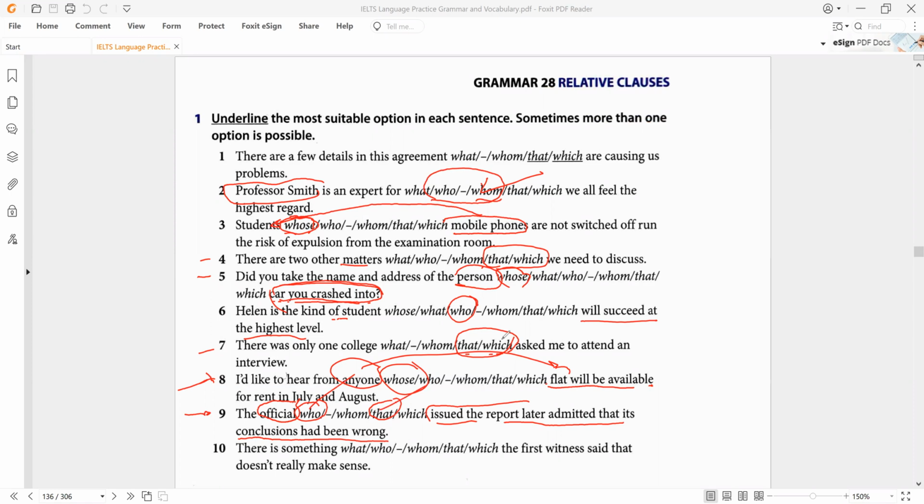Okay, number 10. There is something that the first witness said that doesn't really make sense. Which or that? That is better. Okay, that is better. Which is okay, but that is better. That the first witness said. That doesn't really make sense. Okay. Good.